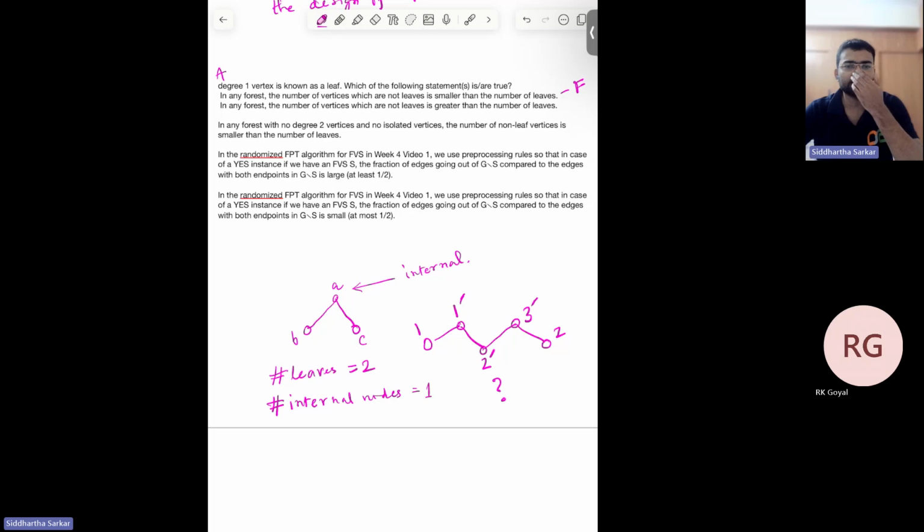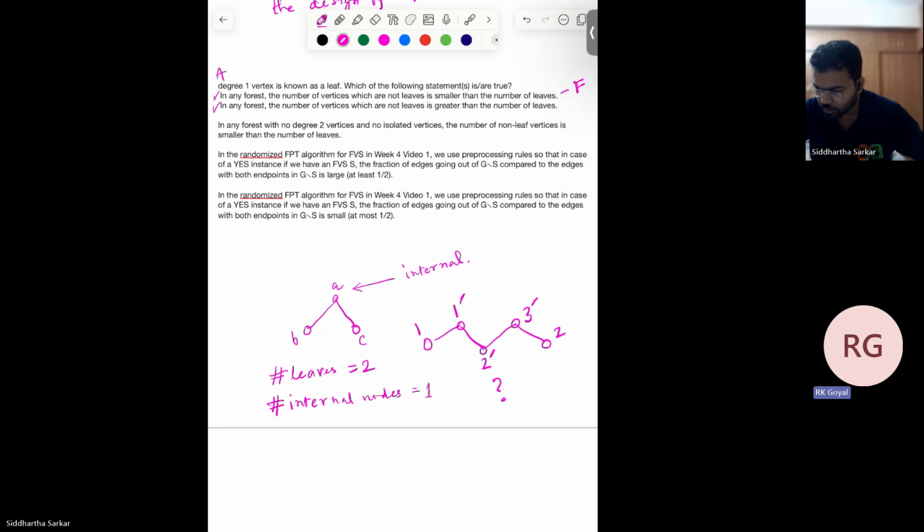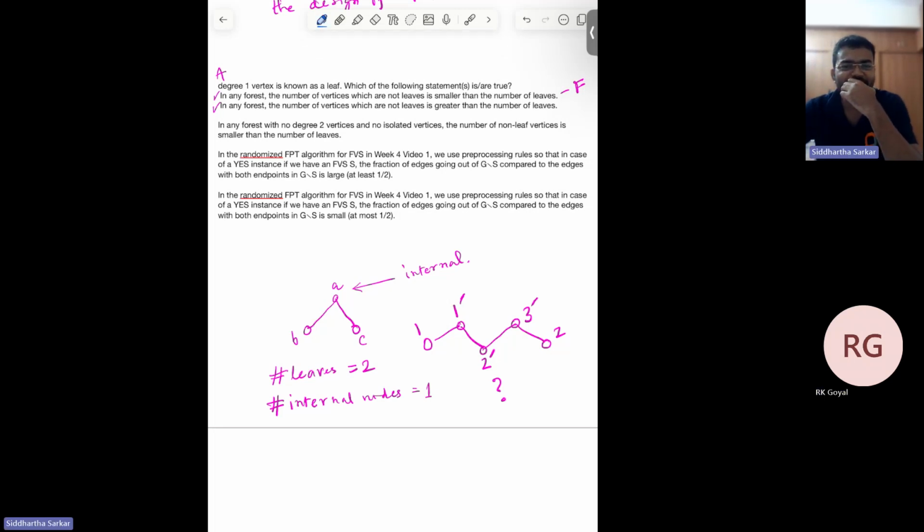Okay, this is fine. Let's move to the next statement. This is done. Let's move to the second one. The second one is the exact reverse of the first one. So, yes, okay. So what about this?